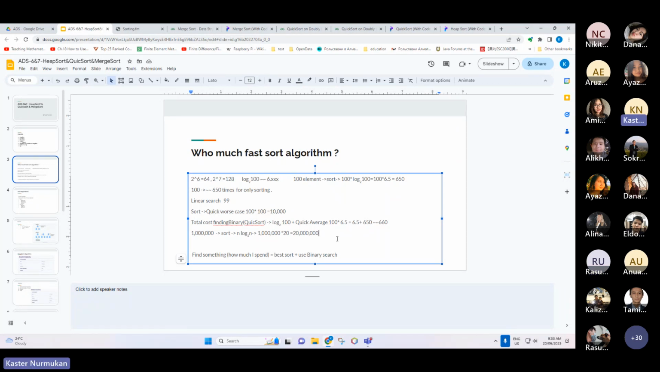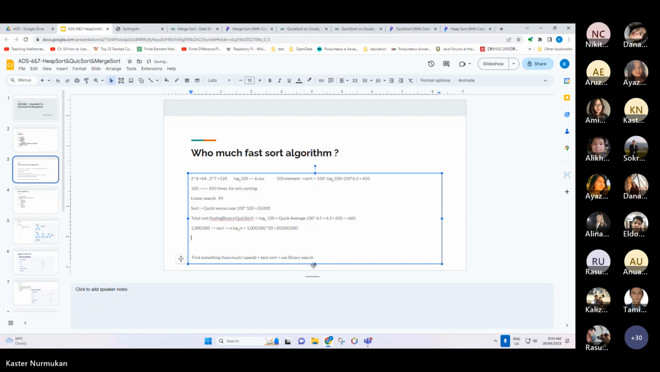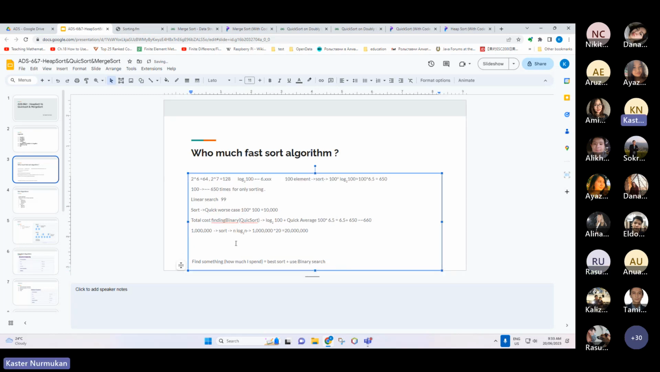You understood? Only sorting. After that, plus finding an element. The total cost for finding will be 20 million plus 20. So approximately it's the same, no problem. I can just ignore the 20 compared to 20 million. So at that time, for 1 million elements, linear search is 1 million.